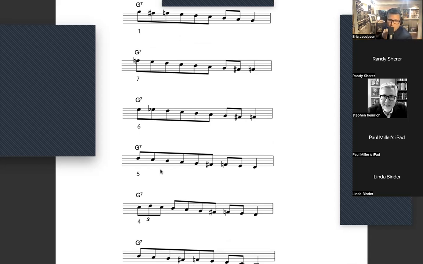Most of the, I should say all the chord tones that I'm emphasizing, the 1, 3, 5, and 7 of the G7, I don't have to change the scale. So here's the 5th going down.